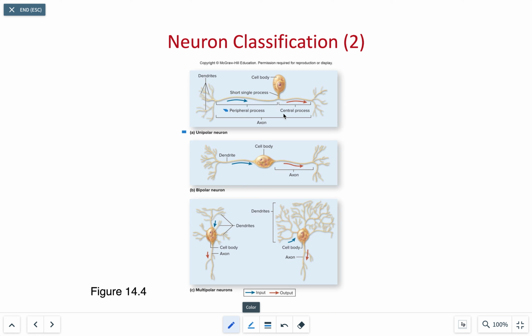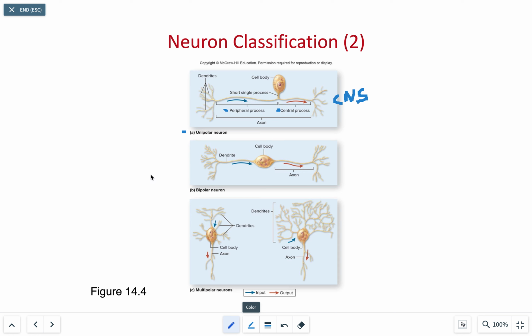And then the other process that a unipolar neuron has is called a central process. This central process is going to be from the cell body to the central nervous system. So you can consider the unipolar the delivery of the majority of sensory information eventually into the central nervous system. So the effector in this one is going to be the central nervous system.